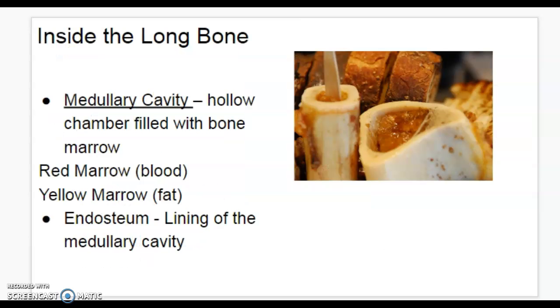Now, inside of the long bone, you have what is called the medullary cavity, and this is a hollow chamber, and this is where the bone marrow is at. You can have two different types of marrow. You can have the red marrow, which makes your blood, or there's also yellow marrow, and this does a couple jobs, but it does store some of the fat and things like that. Now, inside of the medullary cavity, you have a thin lining, and this is going to be called your endosteum.